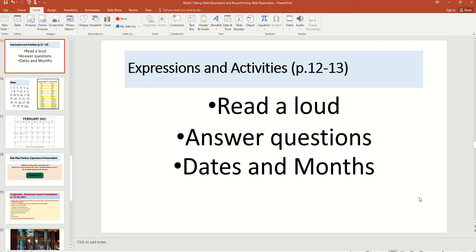I'm going to talk about very tiny things about dates and months that you learn since you were young, since primary school, but many of you still make mistakes about these two things. So, I'm going to review the types of number, which are cardinal number and ordinal number.